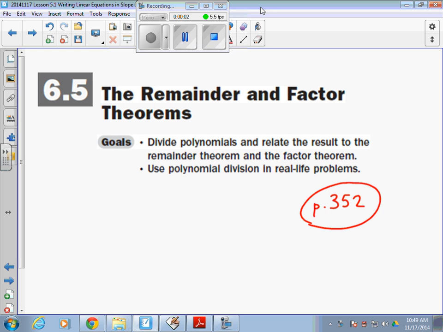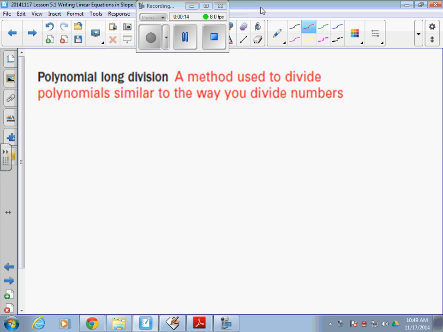This is Algebra 2, Lesson 6.5, the remainder and factor theorems. We're dividing polynomials, and we're using the remainder and factor theorems beginning on page 352 in the textbook. Two definitions to start off. First one is polynomial long division.